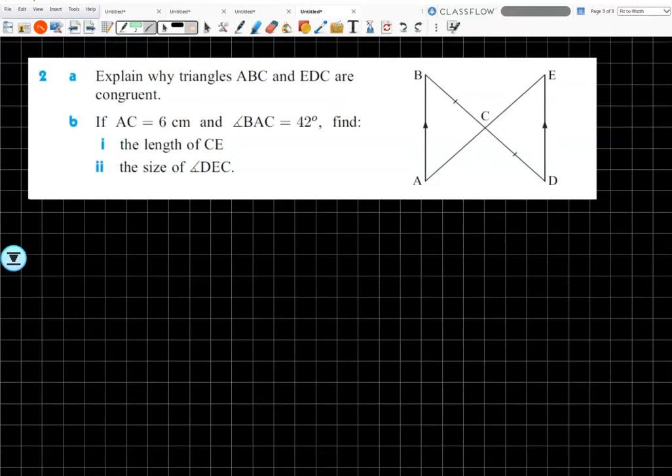Remember, the whole point of this topic is circle geometry, and within circles you might have congruent triangles or similar triangles. God forbid. So here we go. Explain why ABC and EDC are congruent. So we look at it. What's the first thing that we notice? Or you notice?